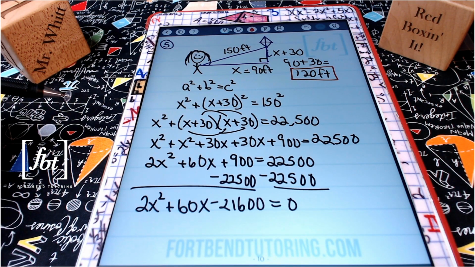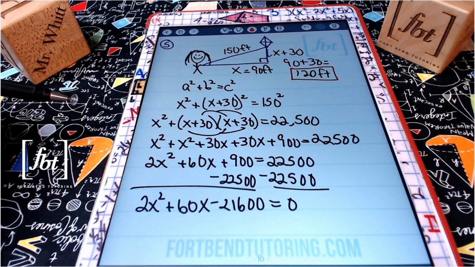You want to always be paying attention to what the question is actually asking for. Never assume that your answer for your variable is the answer to the question. All right. Make sure that you're answering the question at hand when solving any type of word problem. And that's problem number 5.